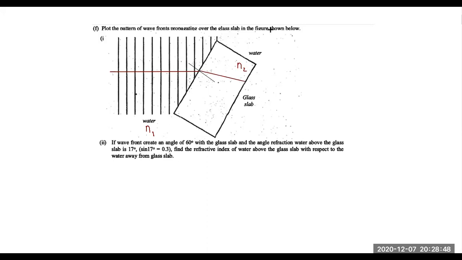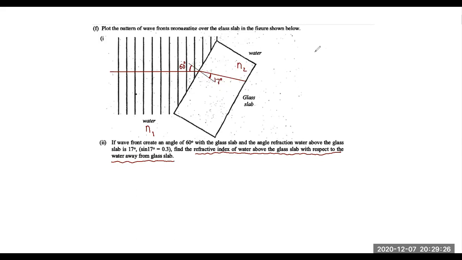As you can see, they have given us magnitudes 60 and 17. Based on the values, you should understand this is actually 60, and this small angle is 17. So what are they asking in the question? Find the refractive index of water above the glass slab with respect to the water away from the glass slab. This is the part which is crucial: 'with respect to'. I'll read it again: refractive index of water above the glass slab with respect to water away from the glass slab.